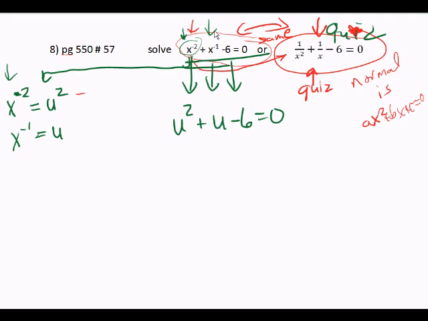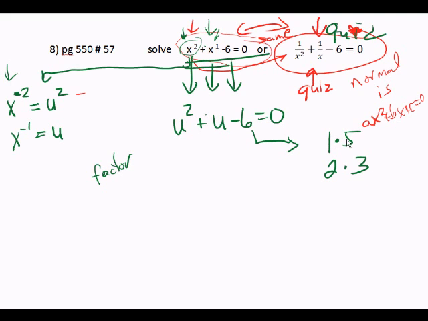So whatever's in this first spot, this x to the negative 2, we changed it to u squared. Whatever's in that second spot, we changed that to u. And if there's a number in front like 3, we would put a 3 here. There's no number in front, so we're not worried about it. The next step, just like we did last time, we're going to factor the u's.